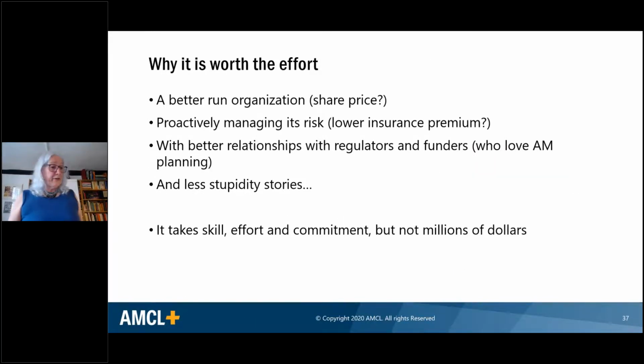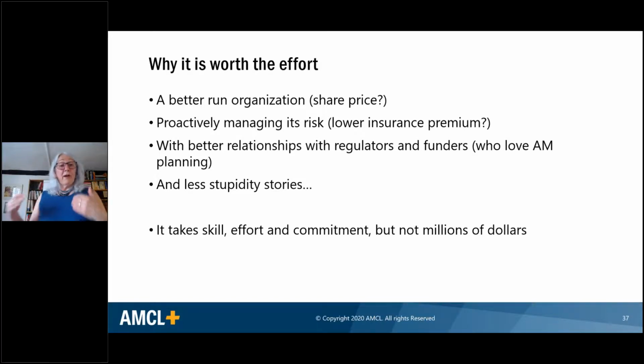Why is it worth the effort? Just to finish, well, name your problem. If you've got a better run organisation, it was proved a long time ago that that has a big impact on things like share price. So better asset management means a better run organisation, which will probably impact on your share price and your profitability and all the things that the board really cares about.